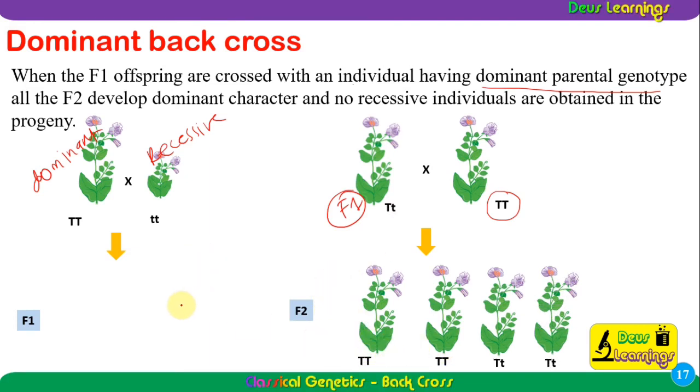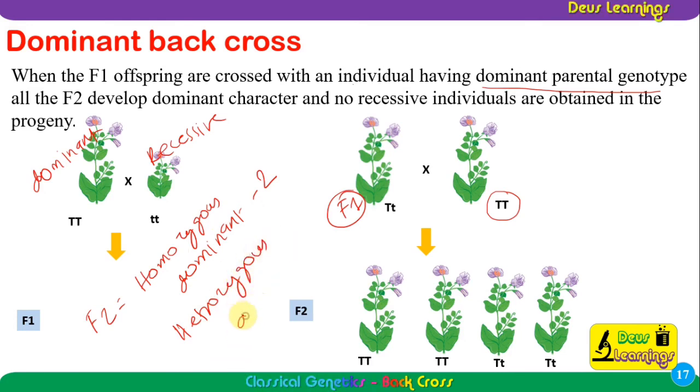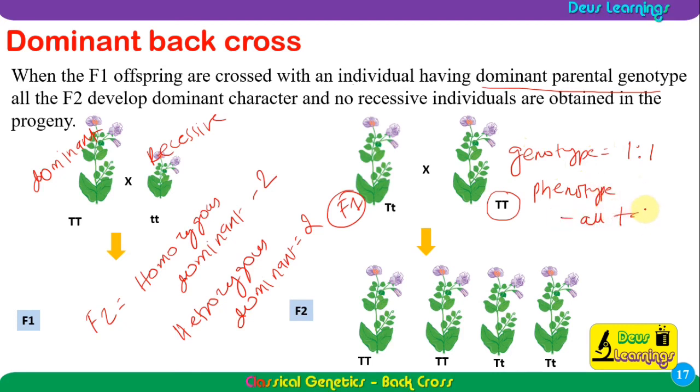What you see here is that the F2 generation possesses two homozygous dominant and two heterozygous dominant individuals. So what's the ratio? 1:1. What is the phenotype? All tall. In such a condition, the genotype ratio is 1:1, and the phenotype is all tall.